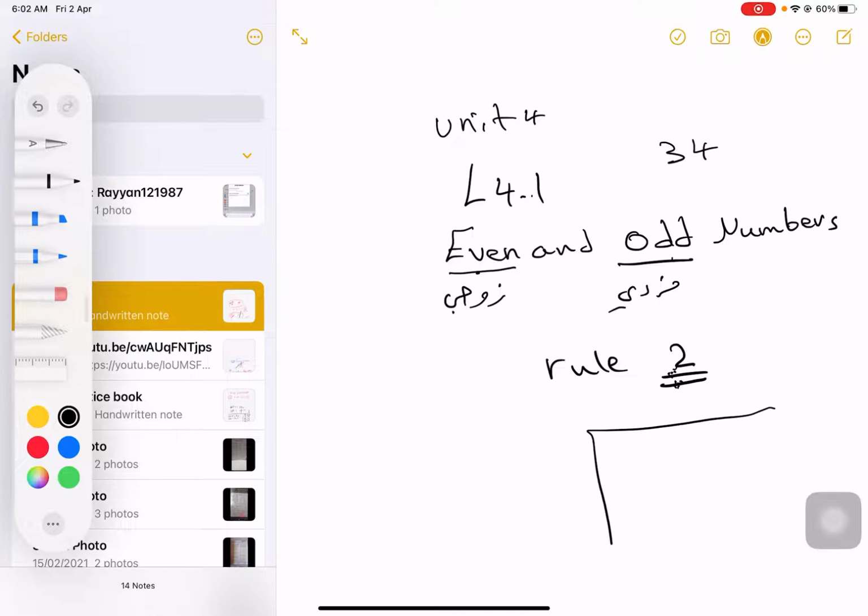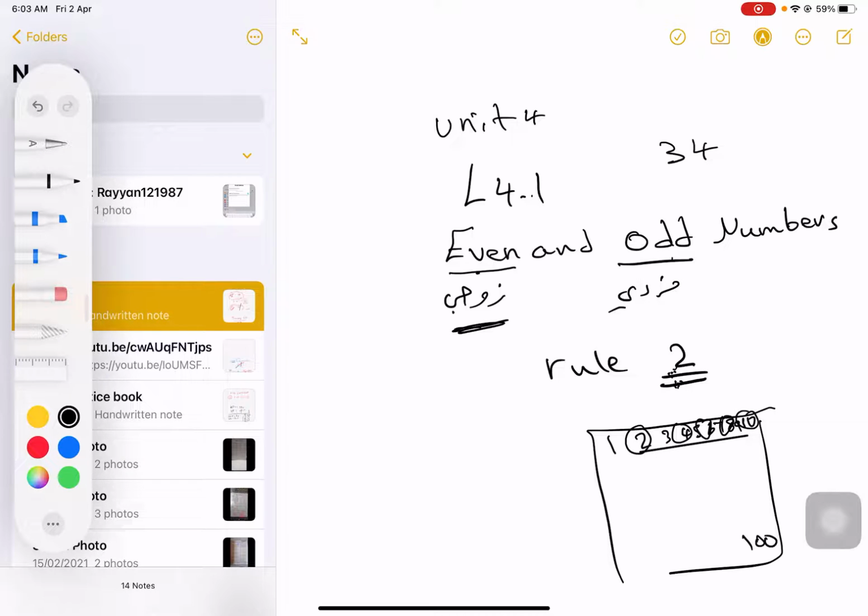If we go to the 100 chart, from 1 to 100, and start skip counting by 2s, you are going 1, 2, 3, 4, 5, 6, 7, 8, 9, 10. I will circle the skip by 2: 2, 4, 6, 8, and 10. All of these are even numbers. So they divide by 2 without any remainder.